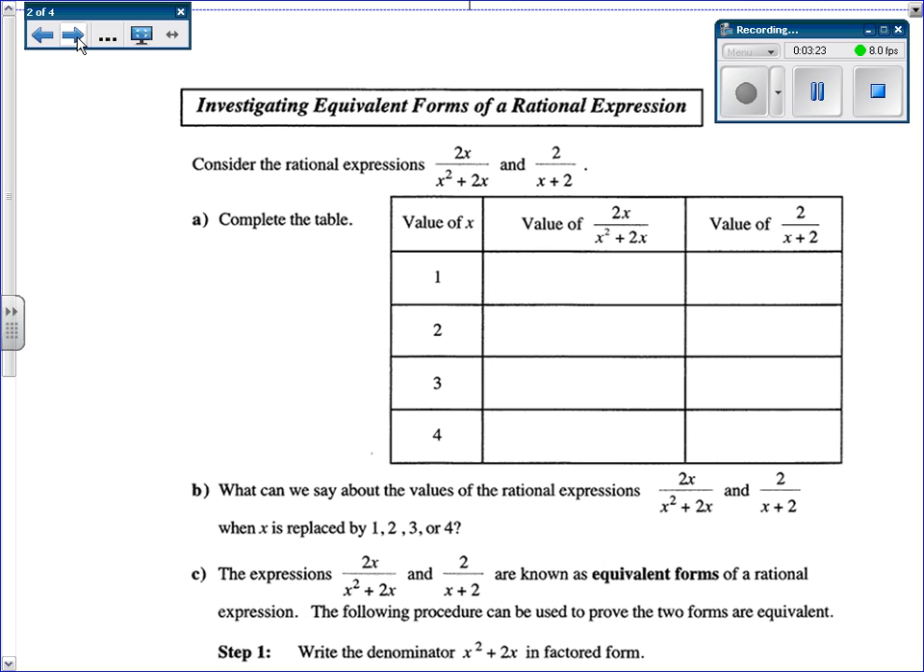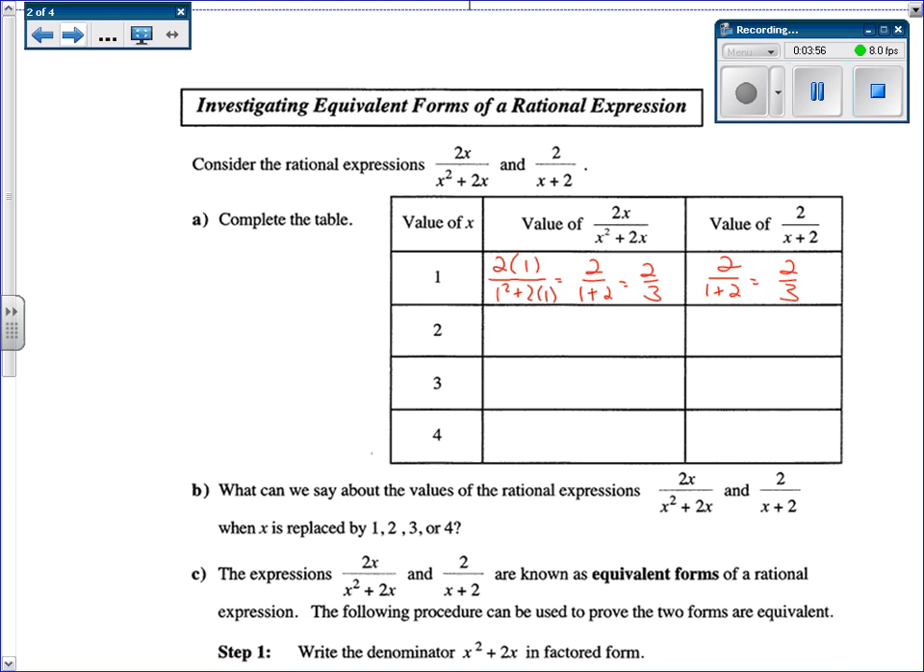Now, what we want to do is investigate equivalent forms of rational expressions. We want to consider both of these rational expressions, 2x over x squared plus 2x, and 2 over x plus 2. So we're going to do this by plugging in a value for the variable in each of these and then comparing the values of each of them. So 2 times 1 over 1 squared plus 2 times 1 is 2 over 1 plus 2, which is 2 over 3. And 2 over 1 plus 2 is 2 over 3.